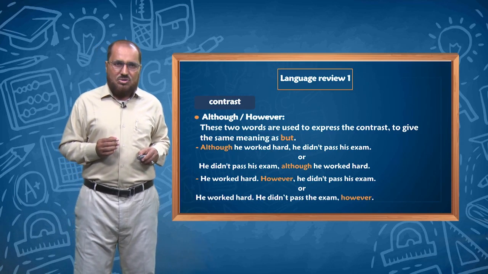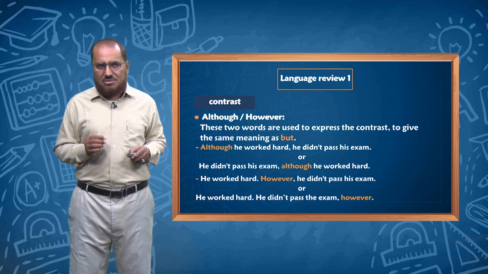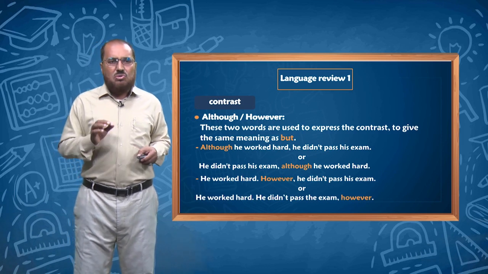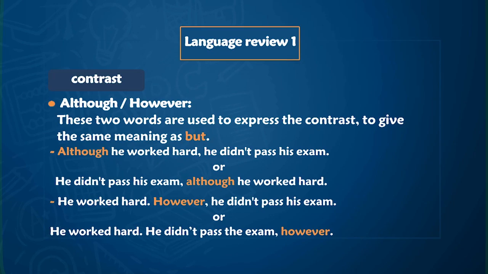You can use however also with the same sentence, with the same statement. He worked hard, full stop, however, comma, he didn't pass his exam. He worked hard, full stop, he didn't pass his exam, then comma, however. Then however can be written at the beginning of the second sentence, at the beginning of the result, or we can say in the middle. Also, however can be written at the end, after comma.